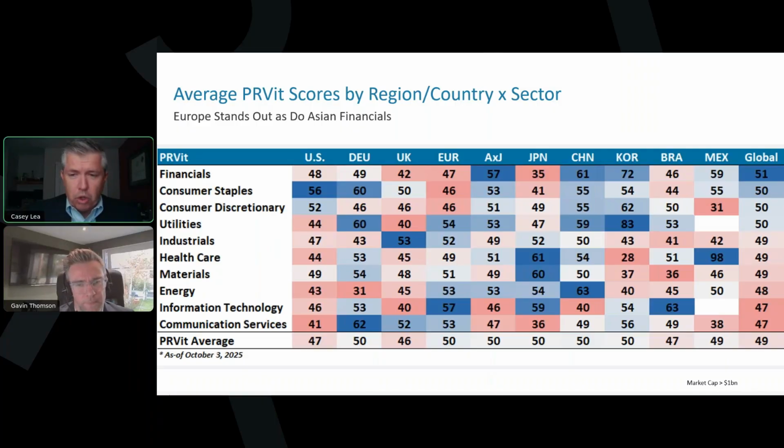Germany and Europe look more attractive than the UK, although British industrials and communication services score very well. Asian financials have some of the highest scores outside of Japan. Overall, China scores as neutral, but has a number of very attractive sectors: energy, financials, utilities, and the consumer sectors.